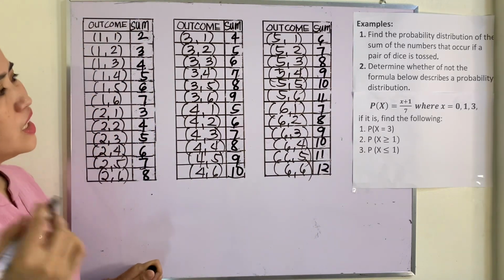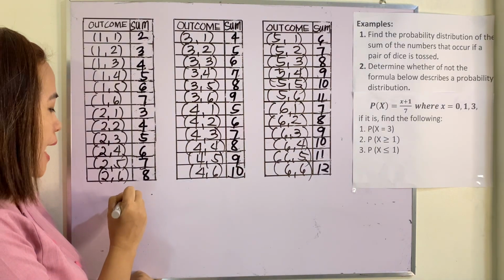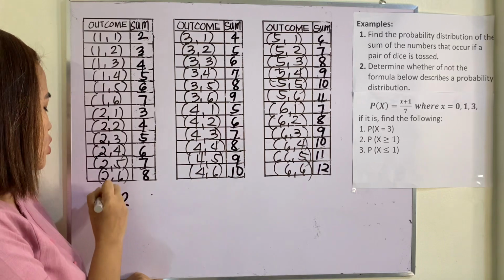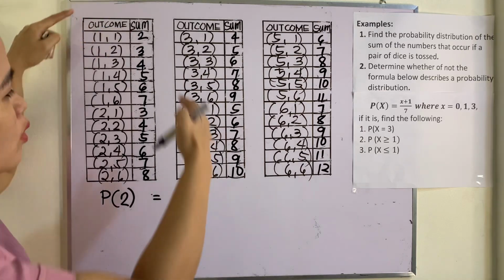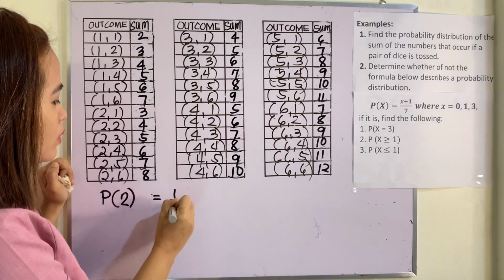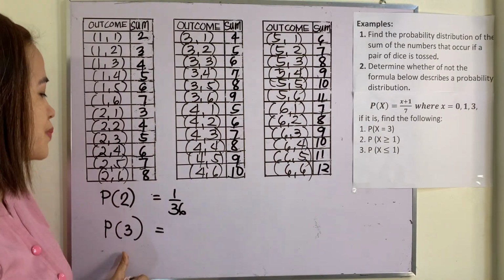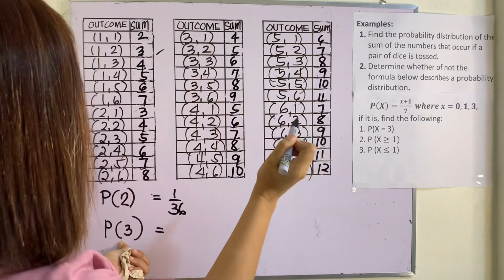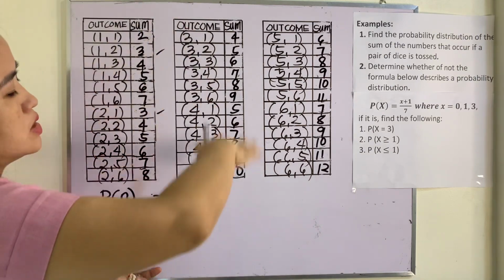Okay. What is the probability of getting a sum of 2? That is P of 2. This one is equal to 1. How many outcomes do we have all in all? We have 36. So this one is 1 over 36. What about P of 3? What is the probability of getting a sum of 3? We have 2, so we have 2 over 36. Again, we have 36 all in all.